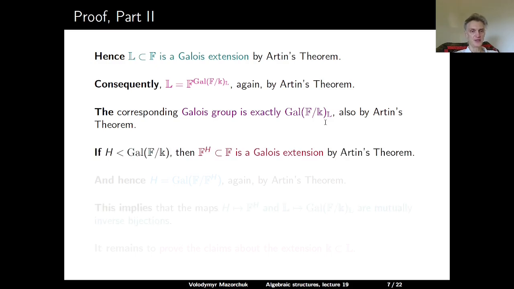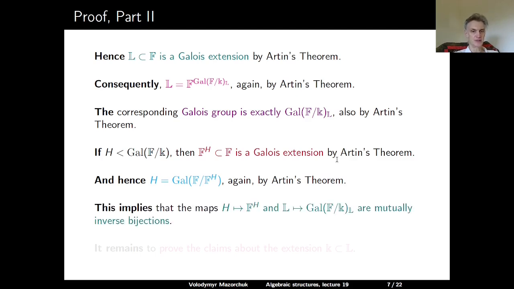Next, if H is a subgroup of the Galois group of F over K, then F over the set of fixed points of H is a Galois extension, again by Artin's theorem, and so H coincides with the Galois group of F over the set of fixed points. And this implies that our two maps, subgroup to its set of fixed points and subfield to its stabilizer subgroup, are mutually inverse bijections.